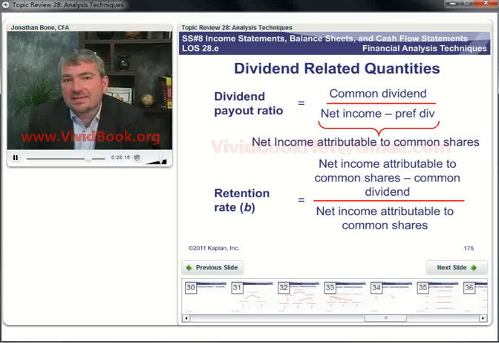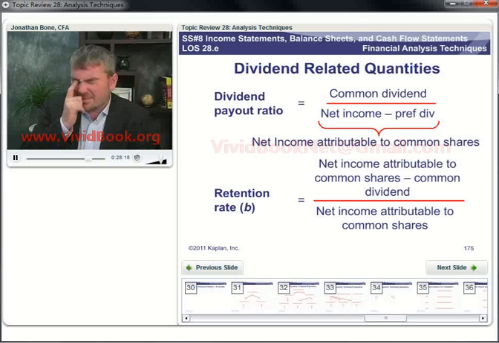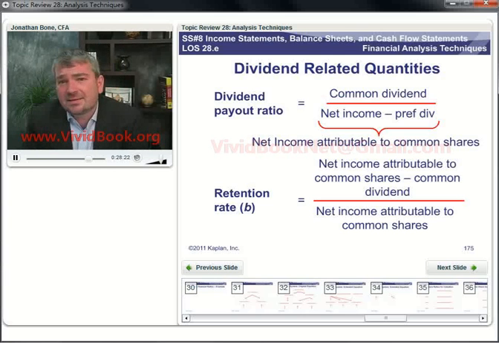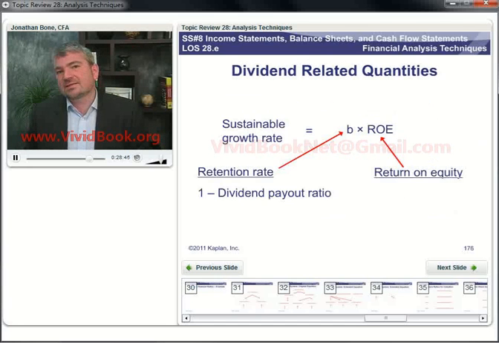If we're paying out 30% of our earnings by way of a dividend, then by definition we're retaining 70. So it's net income attributable to the common stockholders minus the common dividend over the net income attributable to the common stockholders. Notice the only difference between your numerator and denominator is the common dividend. So the retention rate is the percentage of earnings that are being reinvested in the company and added to our retained earnings. Now that leads us to the sustainable growth rate.